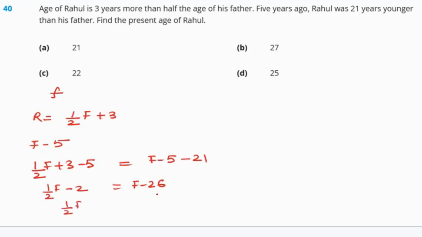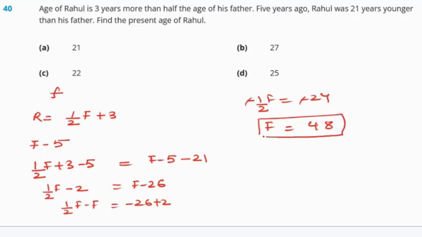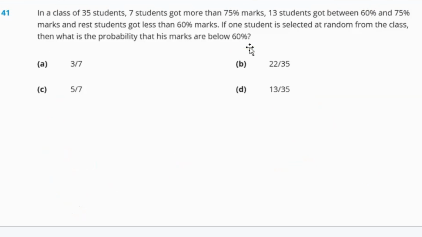Okay, now we are going to solve it, so we will be getting half F minus F equals minus 26 plus 2. So here we are getting minus half F equals minus 24. So the value of father's age is 48 years. Okay, so father is 48 years old. So the present age of Rahul will be half times 48, which is 24. 24 plus 3, which is 27 years. Okay, so the age of Rahul is 27 years, which is option number B.